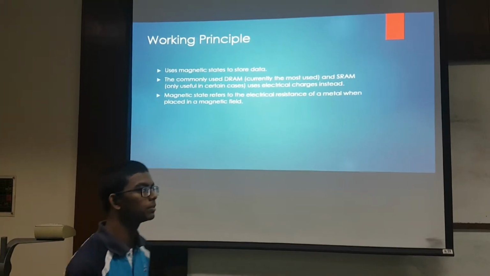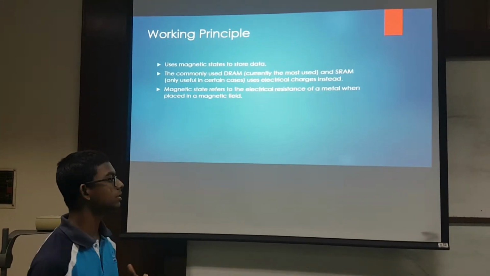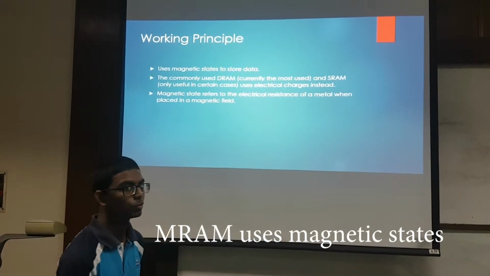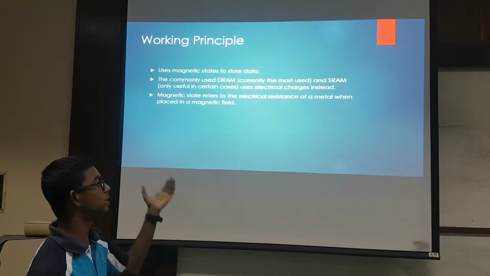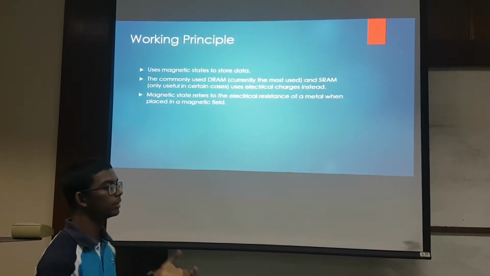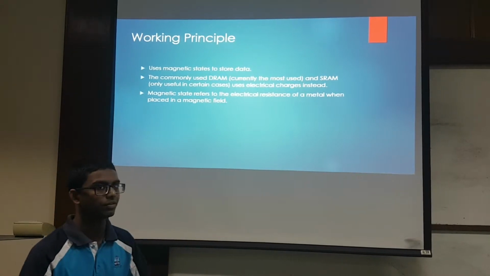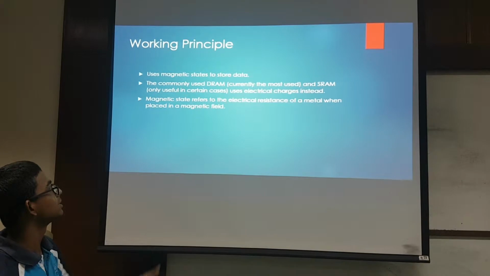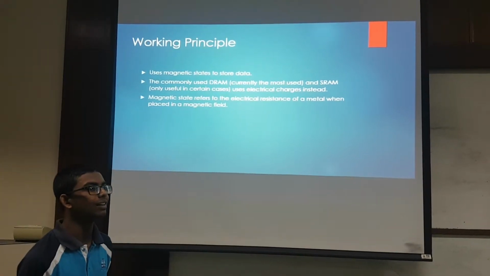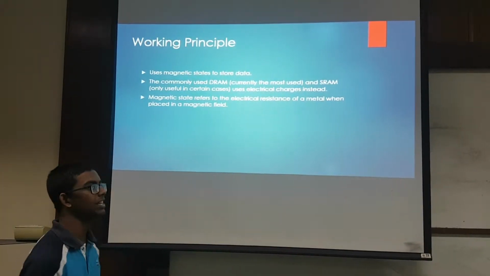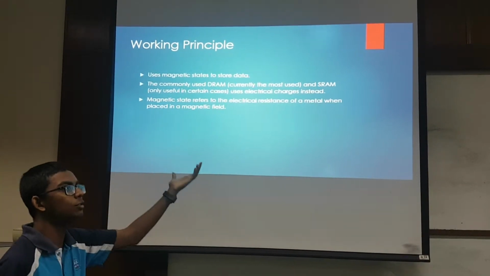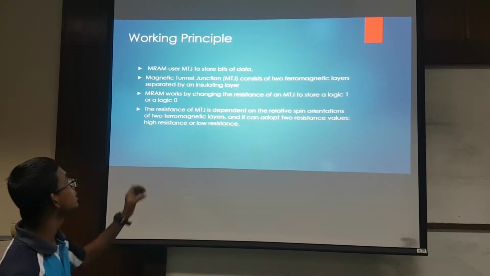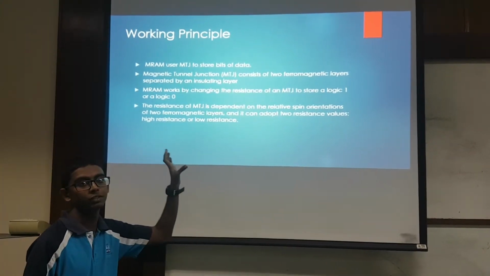Hi, I'm Yuga and I'll be explaining the working principle. MRAM works basically by using magnetic states to store data. So what is magnetoresistance? It refers to the electrical resistance of a metal when it is put under a magnetic field. Unlike DRAM and SRAM, which use electric charges to operate, MRAM uses magnetic states. There's something called an MTJ that stores bits of data in MRAM.